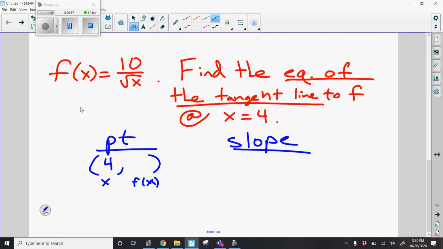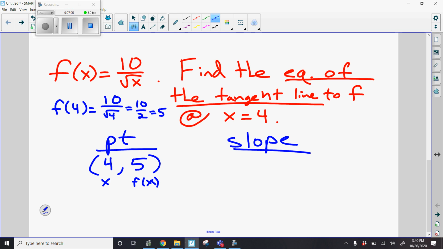And I can find f of 4 pretty simply by just plugging in 4 for x. And I'll see that the y coordinate of that point is 5. Okay? So by plugging in my x value into my function, f of x, I can find the y coordinate of the point there.